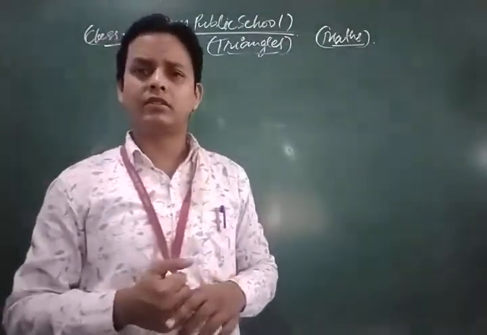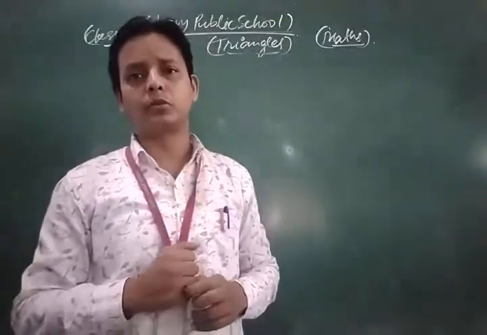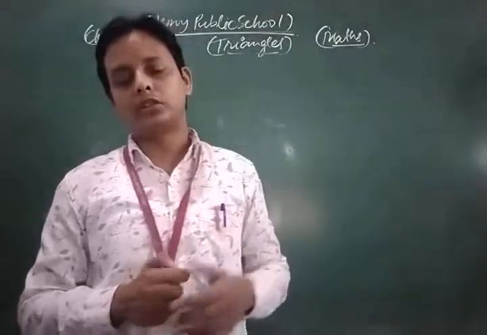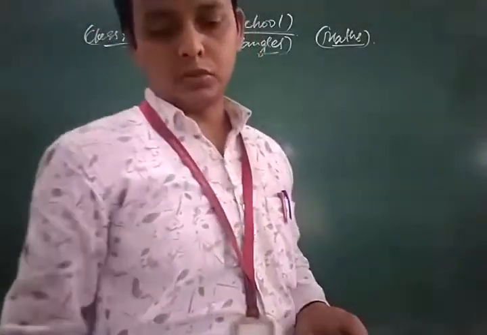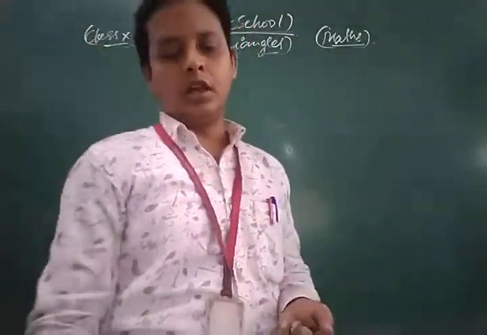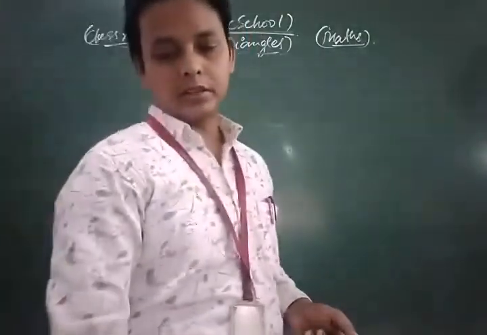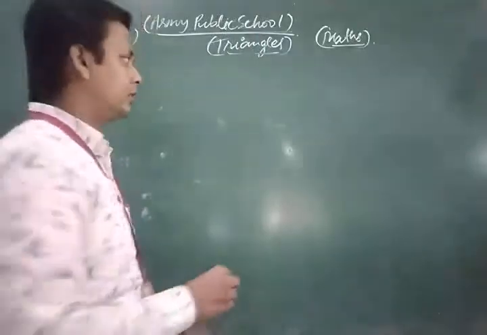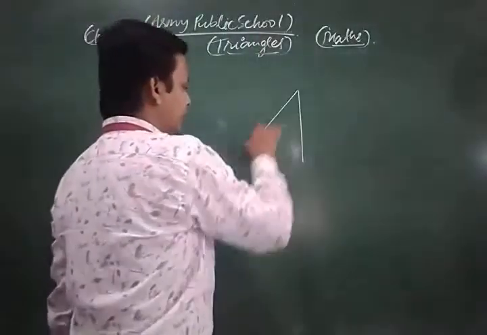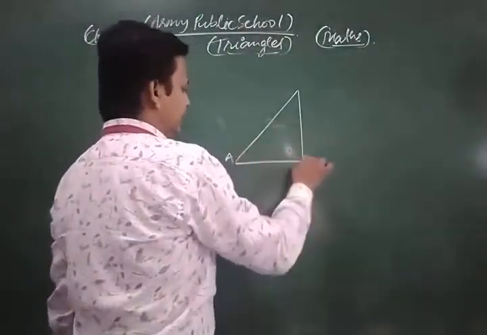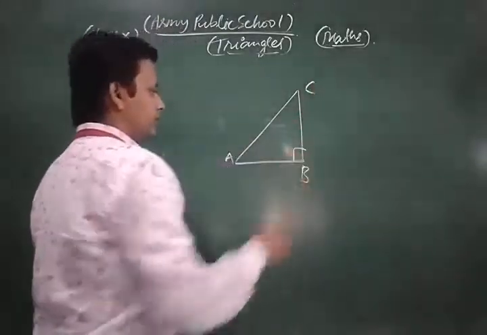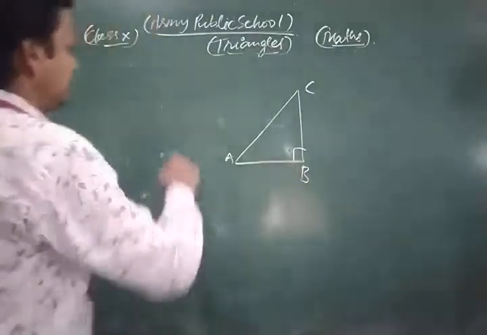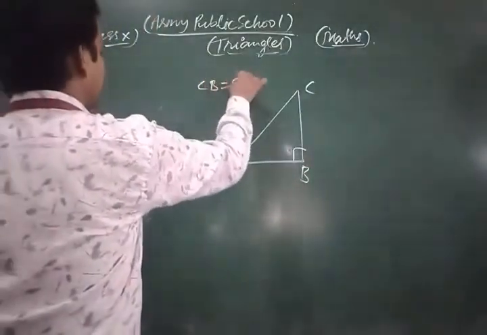Dear students, in the chapter triangle, there are so many important properties. Now we will discuss some important theorem questions based on the Pythagoras theorem. And dear students, you know what the concept of the Pythagoras theorem is? In any right angle triangle ABC, right angled at B, right angled at B means angle B is 90 degrees.